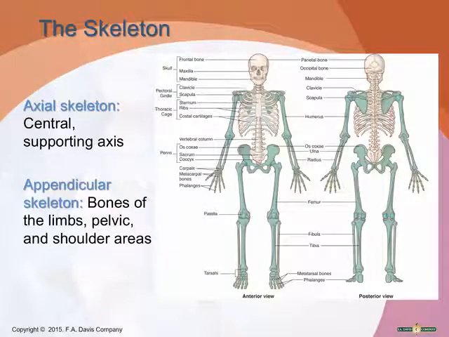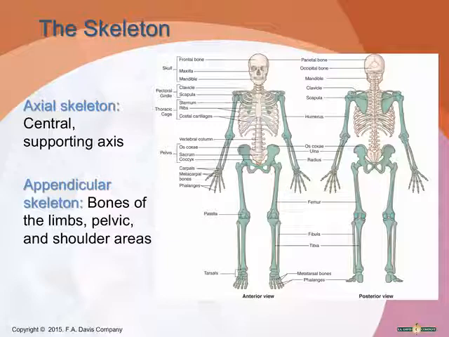So the first thing to know is you actually have two different divisions of the skeleton, because of course, why would we want to make things easy? The axial skeleton, that's the central part, the supporting part, the middle. And then the appendicular skeleton, that's the bones of the limbs, the pelvis, and the shoulder area. So the appendages. Here in this picture, the axial skeleton is white, and the appendicular skeleton is pictured in blue.